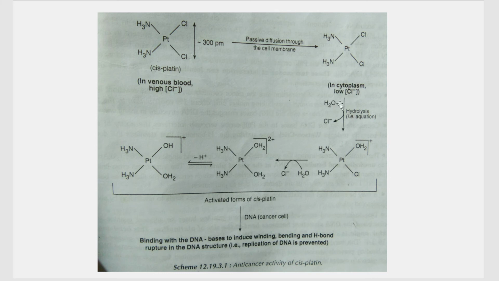So what will it undergo? It will undergo hydrolysis, and first one group will be replaced by an H2O molecule. Second, one more time it will undergo hydrolysis and two groups will be replaced by water molecules. So this is the activated form of cisplatin. That is, it will then lose one H plus ion. So these three are the activated forms of cisplatin which will then interact with the DNA in order to cure cancer.